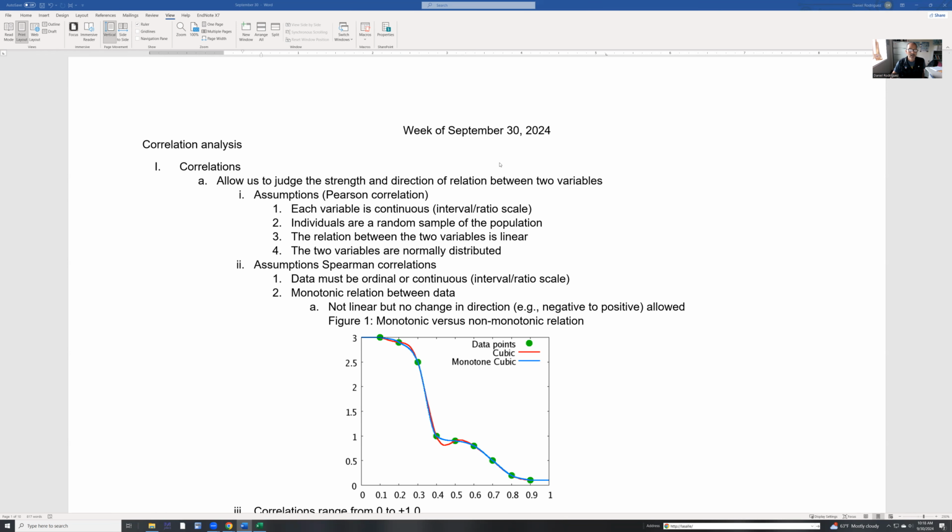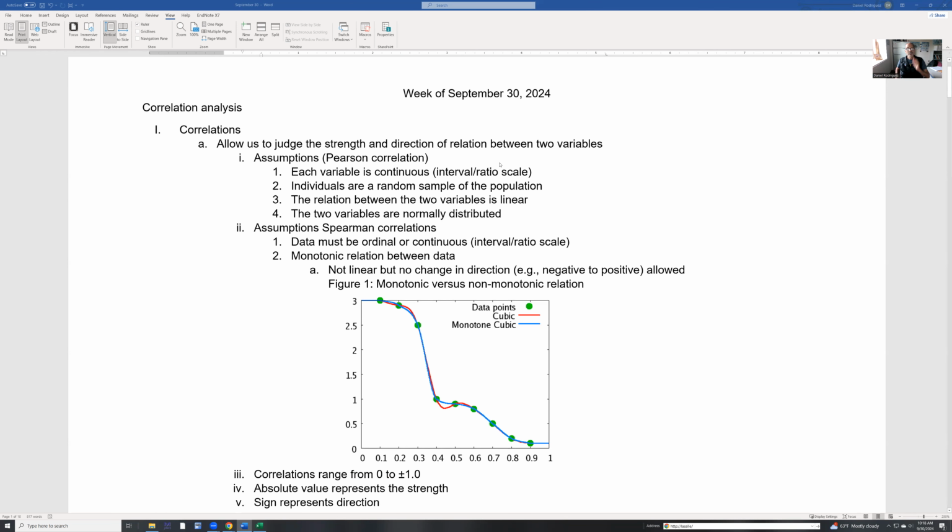Don't forget that stuff. All right, today we're going to talk about correlations and regression analysis with correlations. We're going to talk about two different kinds, the Pearson correlation and the Spearman correlation. So let's start with the Pearson. But all correlations allow us to judge how strongly two variables are related to one another. So they're called bivariate correlations.